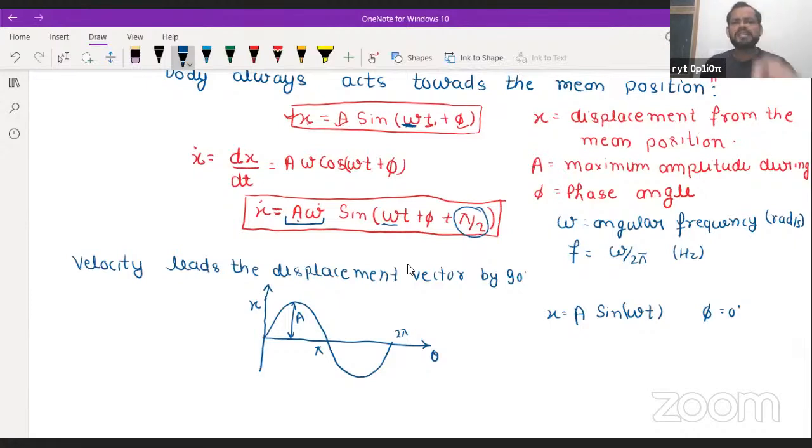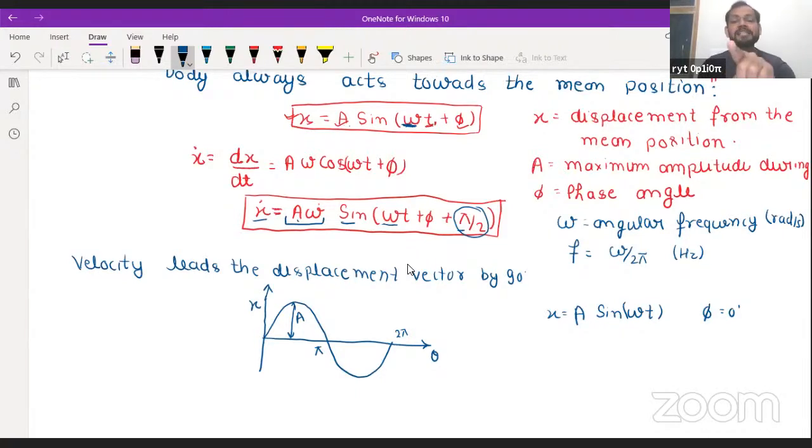Now, what do you understand by this term pi by 2? It represents the vibration; the velocity during SHM will be sine in nature. So obviously it will be a sine curve, and it is leading by pi by 2. So what do you understand by the pi by 2?